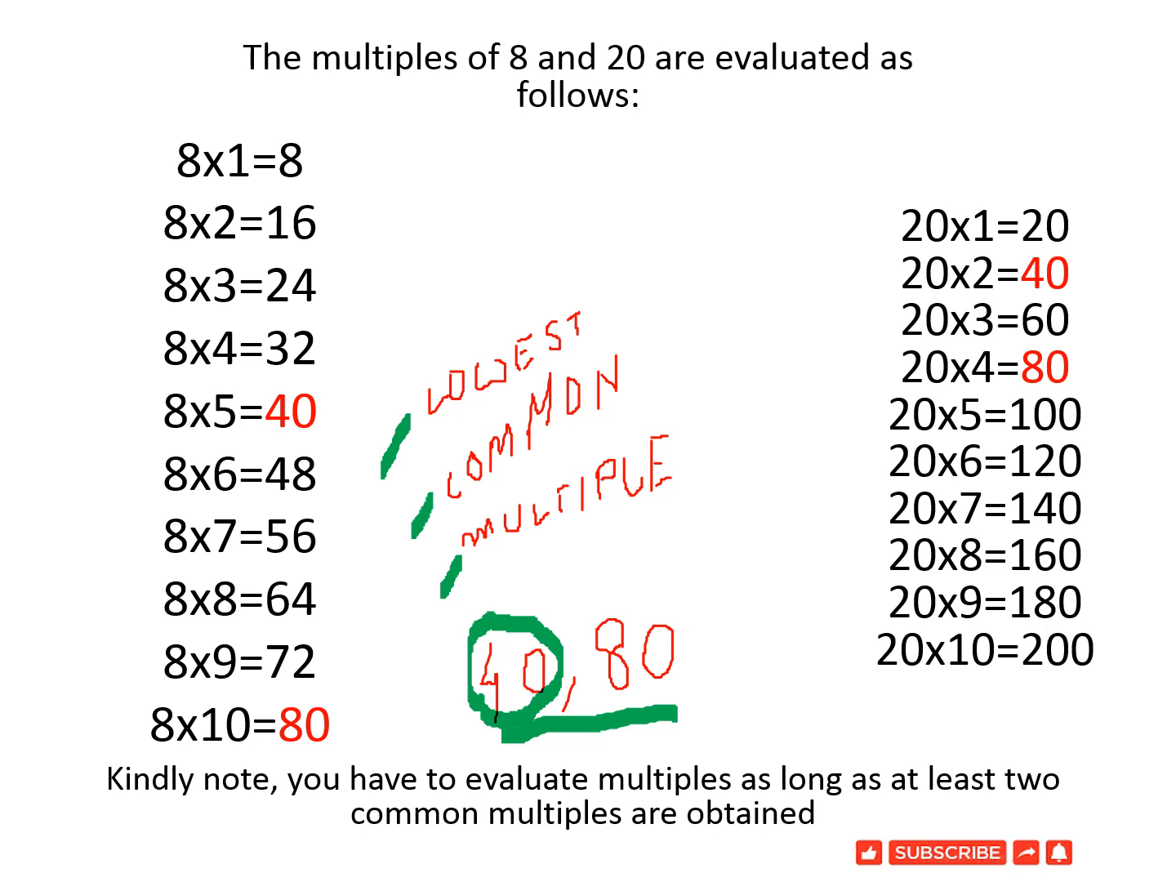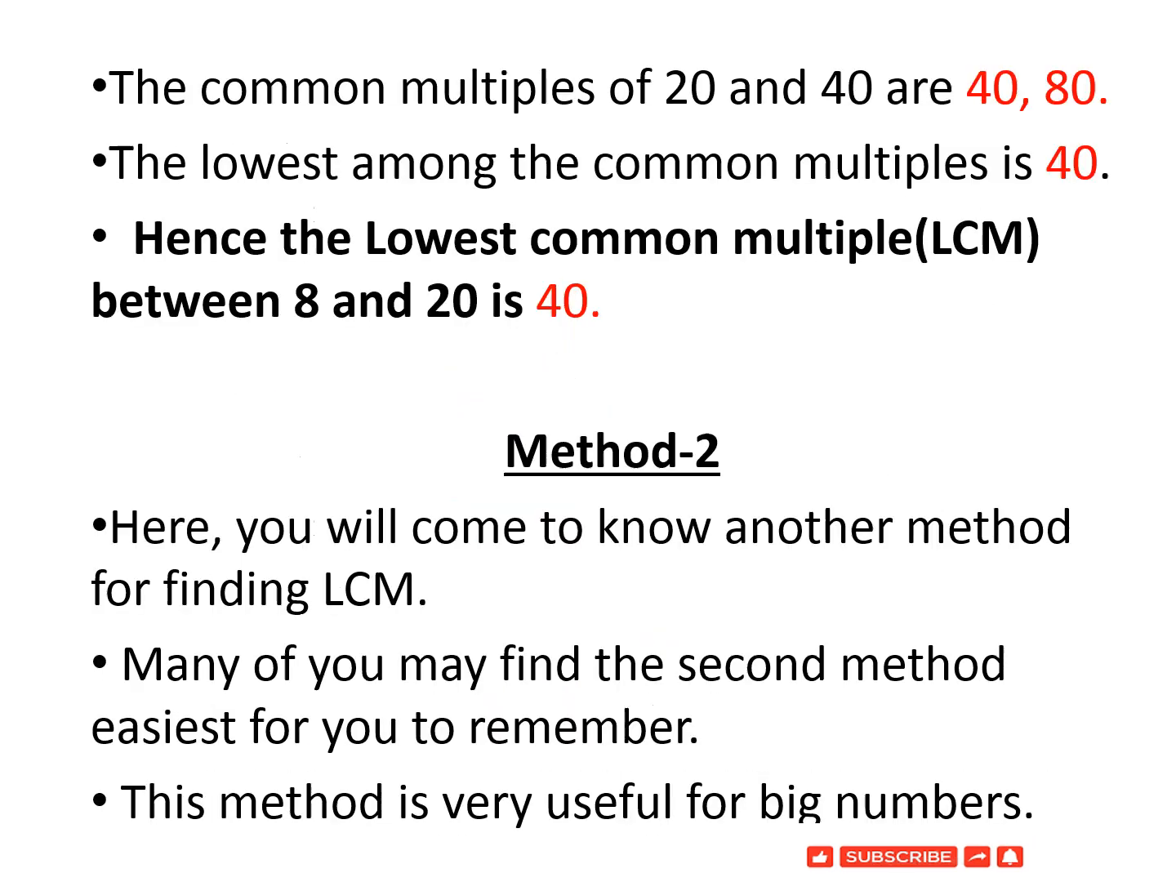Why two? Why not one? Because you have to take the lowest one. So you cannot compare unless you have two options. So you have to find at least two common multiples from the given numbers. Okay, so the common multiples of 8 and 20 are 40 and 80. The lowest among the common multiples is 40. Hence, the lowest common multiple, that is LCM, of 8 and 20 is 40.